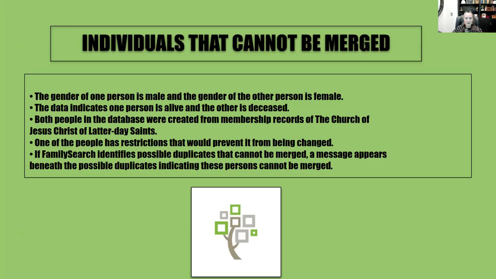If FamilySearch identifies possible duplicates that cannot be merged, a message appears beneath the possible duplicates indicating these persons cannot be merged. So FamilySearch will let you know that it's not possible for you to merge these people. I am not sure why, but you are free to call them up and say, why can't these people be merged? They more than likely will be able to tell you. Sometimes they can't tell you. You just have to move up the chain. But those would be some of the reasons why you would not be able to merge someone.